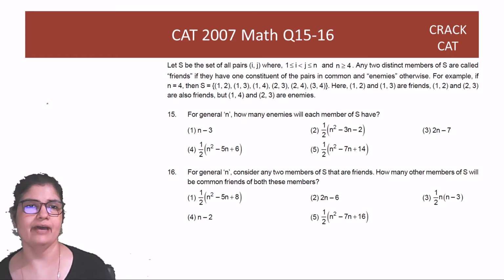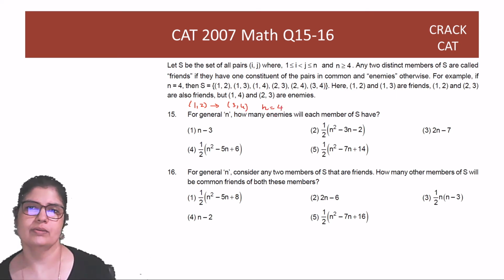So if I have, let's say, 6 elements here, right? And I pick up one of the members which is 1, 2. How many enemies will 1, 2 have? So in the enemy, 1 should not be there, 2 should not be there, so there will be only one enemy. So when n is equal to 4, right, each member will have one enemy.